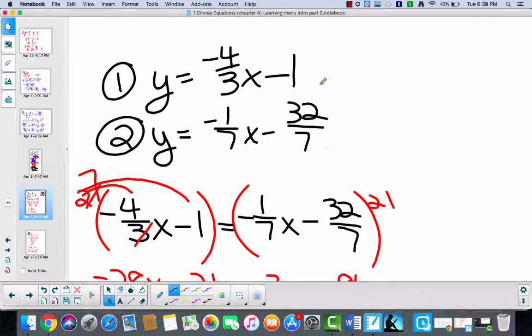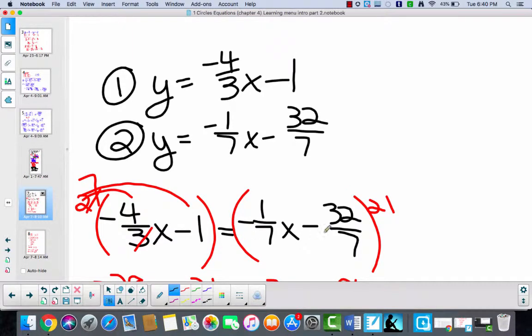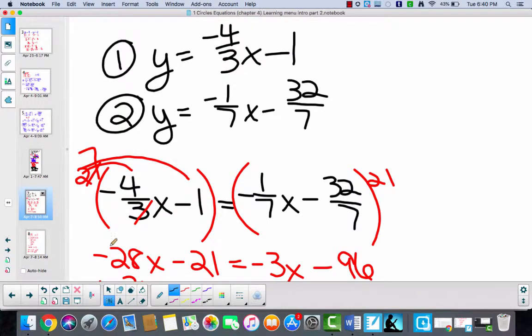Now, I really don't like all these fractions, and simplifying that is kind of tricky. So what I'm going to do is multiply everything through by 21. So I'm going to take 21 times this. That's going to cancel here, which is going to leave me a negative 28x, because 3 goes into 21 7 times. Then I'm going to take the 7 times the negative 4. I'm going to take the 21 times the negative 1, which is going to give me negative 21.